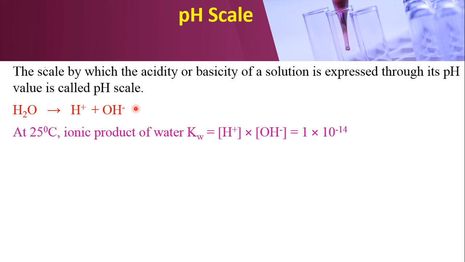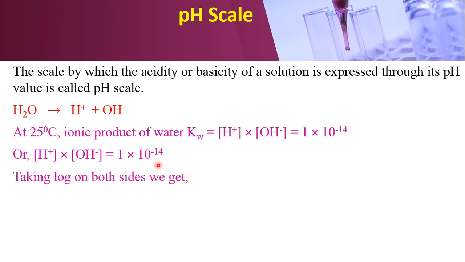Look, water dissociates to produce hydrogen ion and hydroxyl ion, and we know the ionic product of water equals concentration of hydrogen ion times concentration of hydroxyl ion. And also we know that at 25 degrees Celsius, the ionic product of water equals 1 times 10 to the power minus 14. Now, in this equation, if we take log on both sides, then we get log concentration of hydrogen ion plus log concentration of hydroxyl ion equals minus 14.